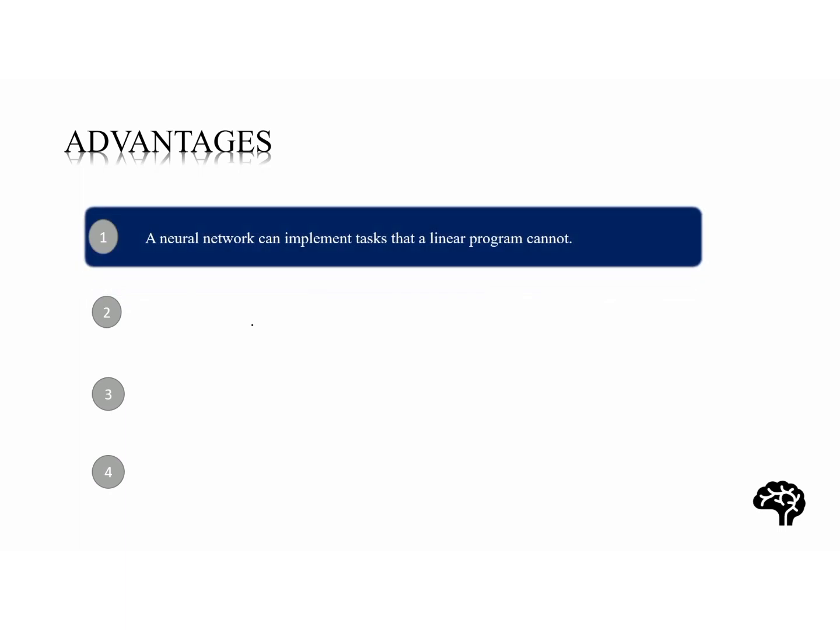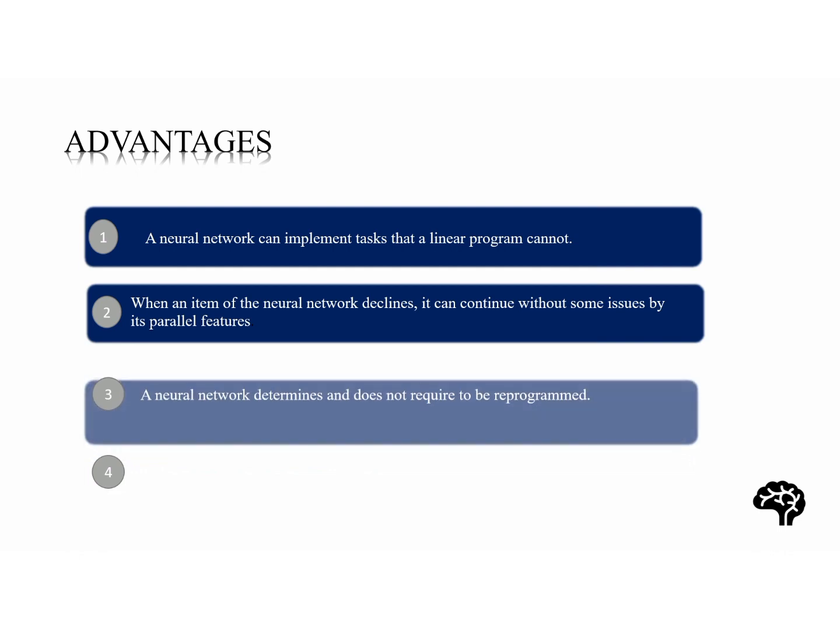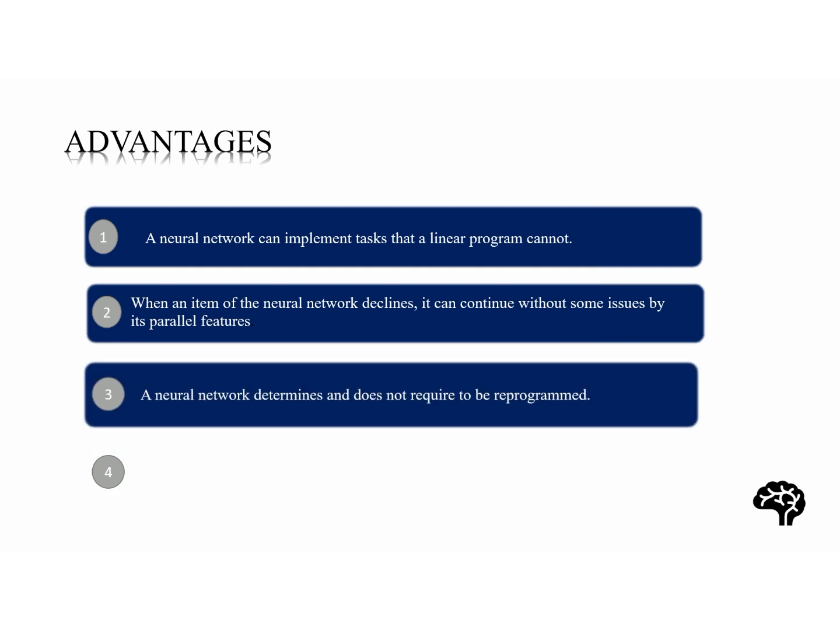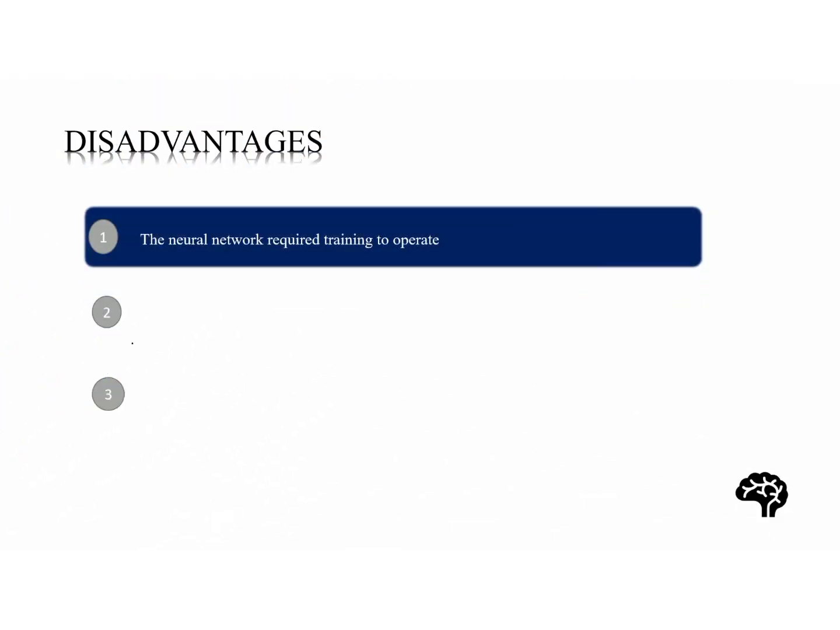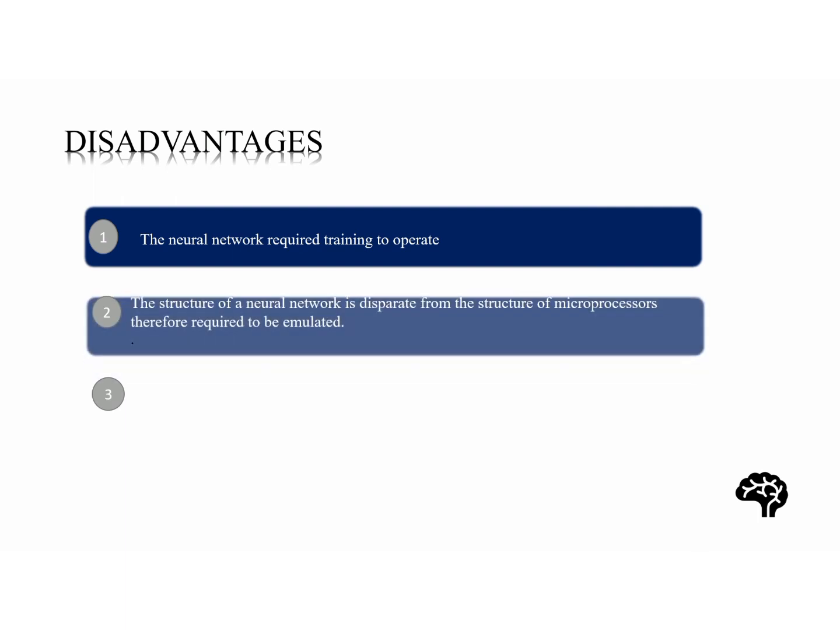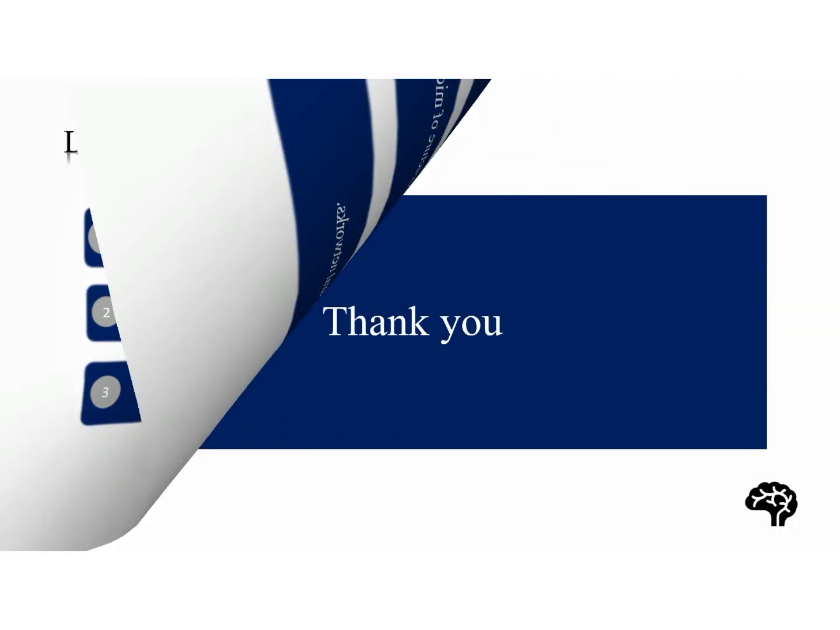Advantages of the neural network. The neural network can implement the tasks that a linear program cannot. A neural network can learn and does not require to be reprogrammed. It can be implemented in any application. The disadvantages of the neural network are it needs to be trained to operate. It needs high processing time for big neural networks.